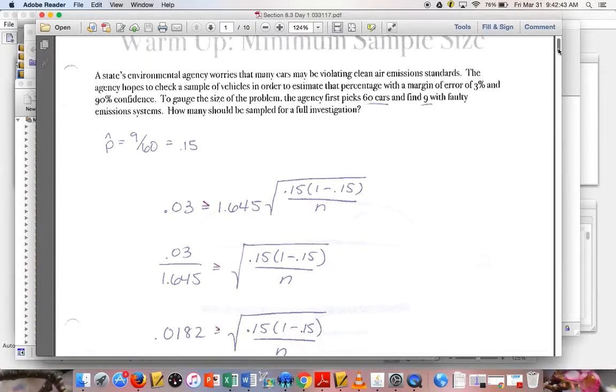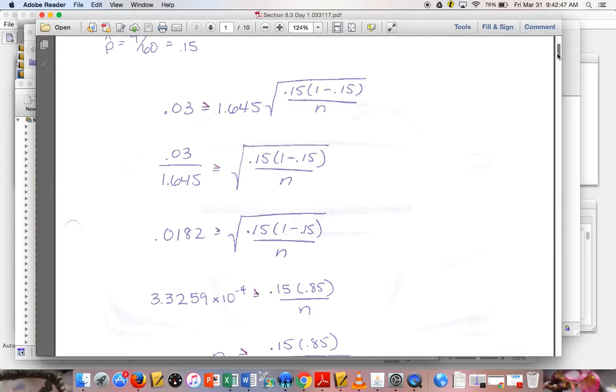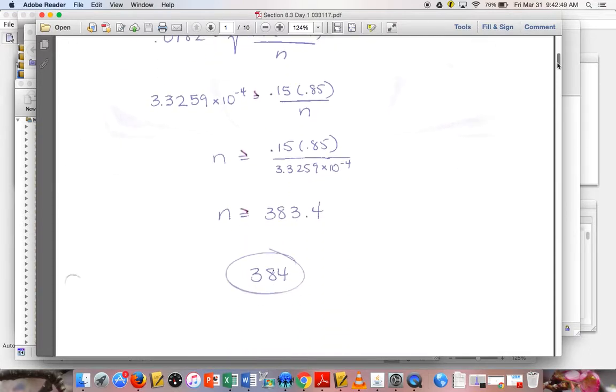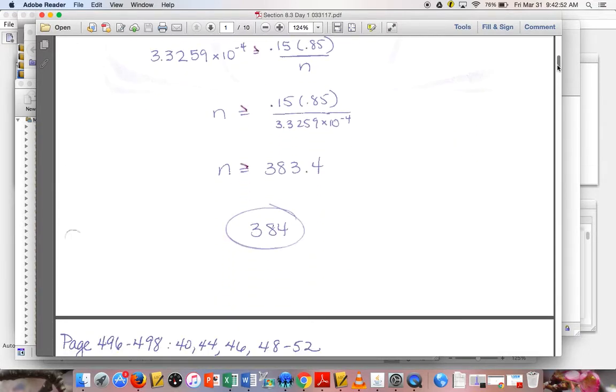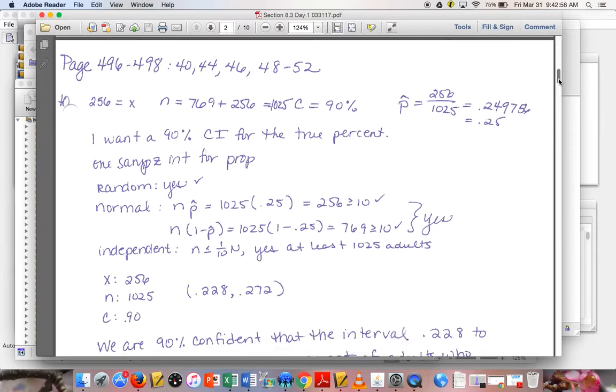All right, here's the warm-up answers. I showed a lot of work here. You clearly don't have to show this much work. Again, if you didn't get the exact 384, it's probably just because of rounding. Here's your homework answers.